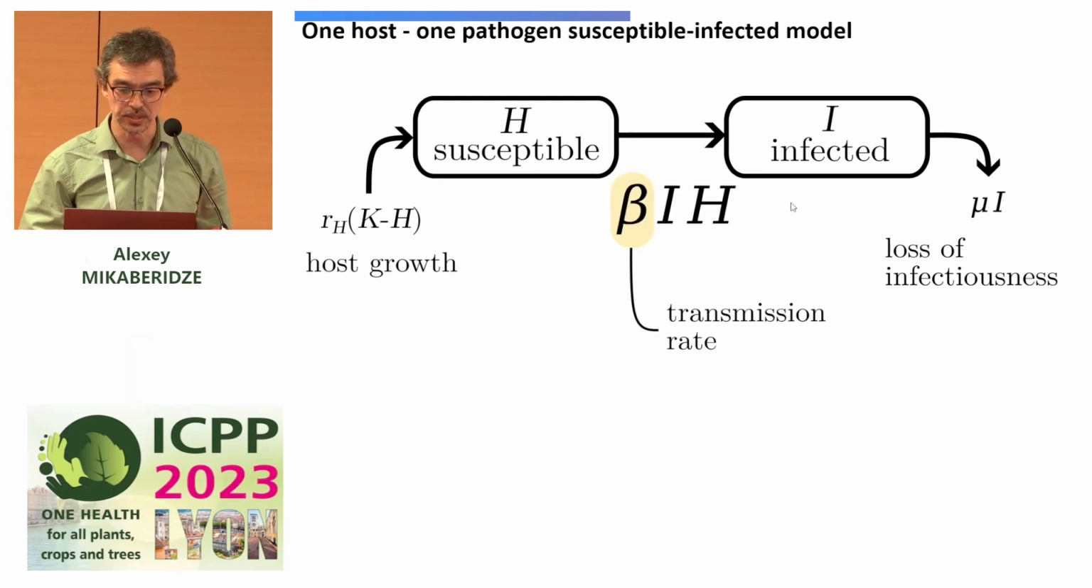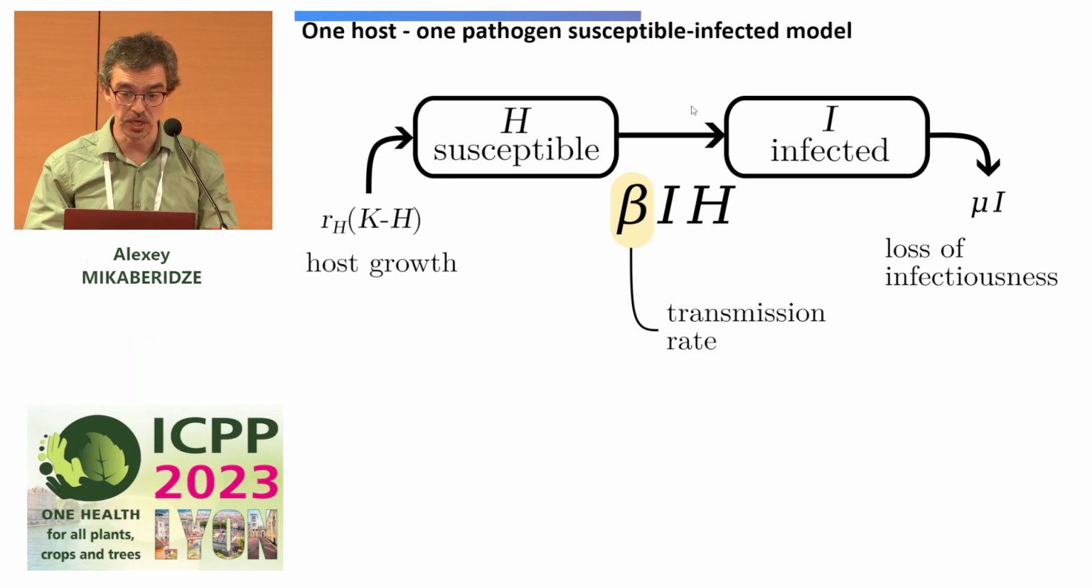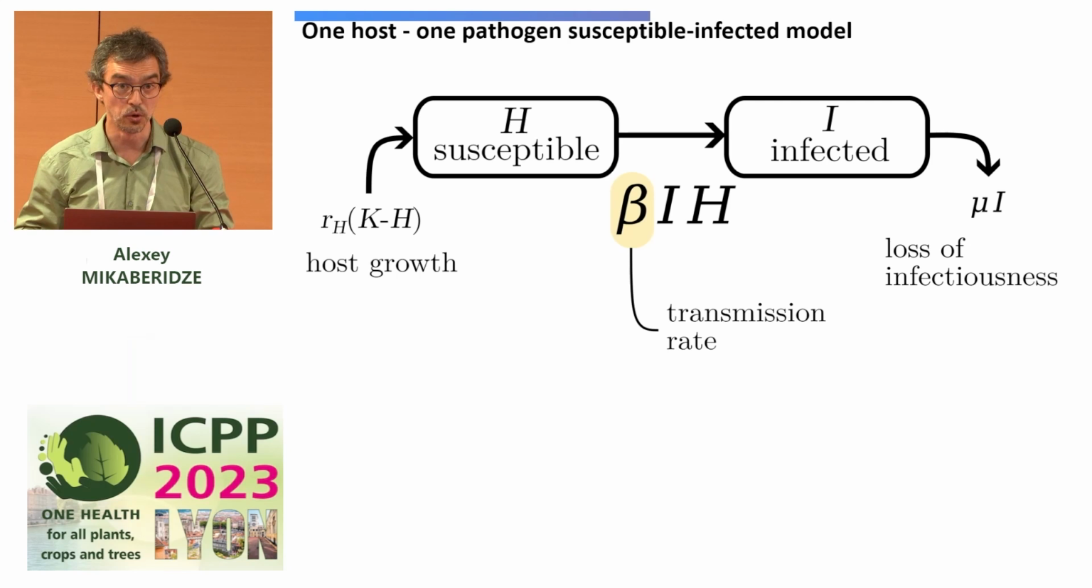Now, I would like to emphasize the transmission rate, because from the perspective of the pathogen, the transmission rate indicates how fast this conversion takes place from H to I. But from the perspective of the host, some host cultivars can suppress the transmission rate. And so it serves as a quantification of the degree of resistance of the host cultivars.